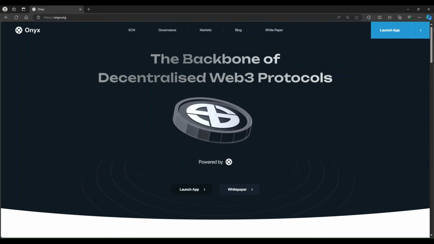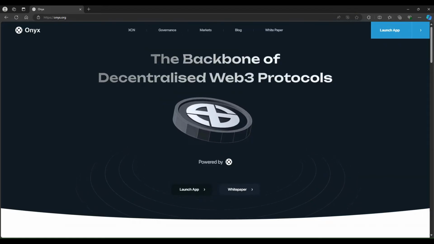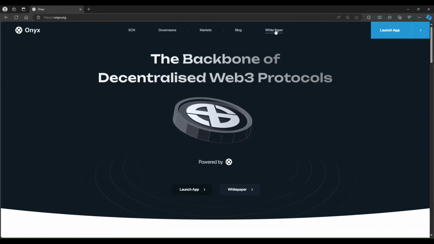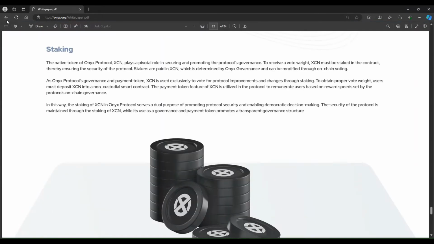Today we're talking about XCN again. Talked about a few times here over the past couple of weeks. We're going to talk a little bit about staking and then also a potential airdrop if you're a holder of XCN. If you haven't done so, head over to their website, onyx.org. Highly encourage you to take a look at their white paper. A lot of good information in there. They dropped the updated white paper at the beginning of August.